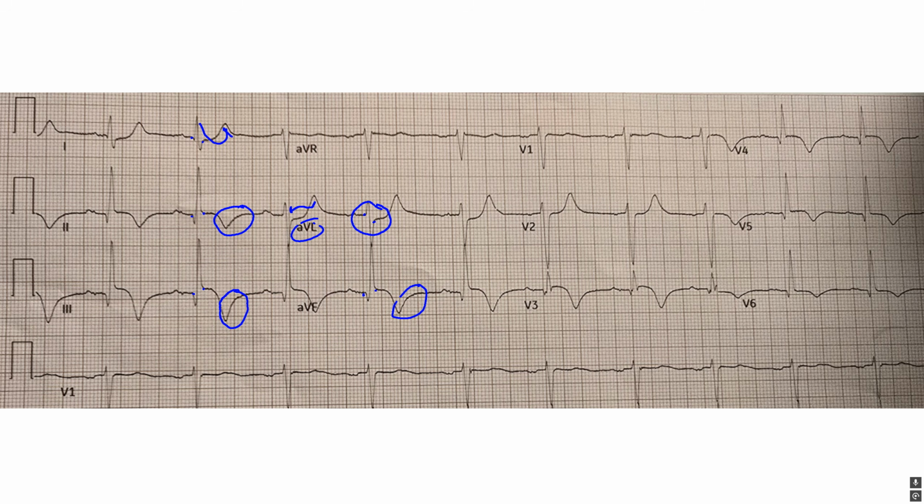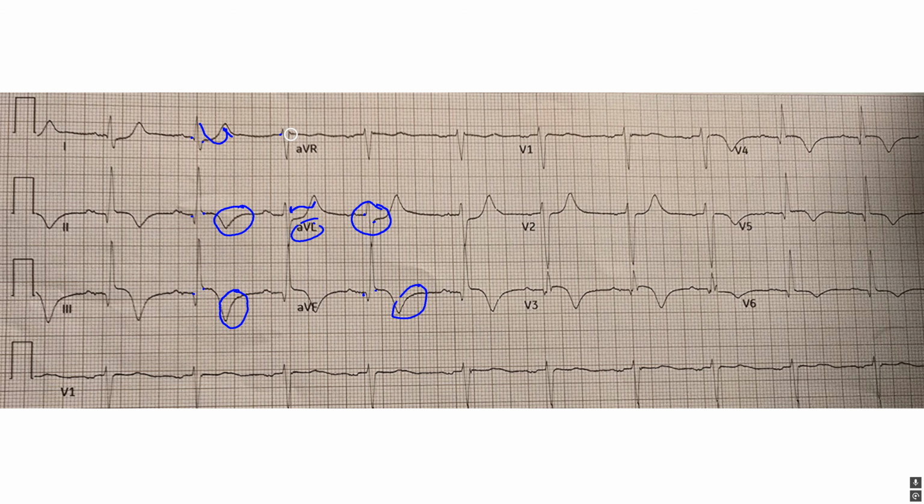Let's stop right now. We know this is a female, okay? According to the American Heart Association, all you need is 1 millimeter of elevation in contiguous leads, and we have that in 3 and AVF. So this already qualifies for a STEMI. But let's continue. Okay, so we looked at AVL.